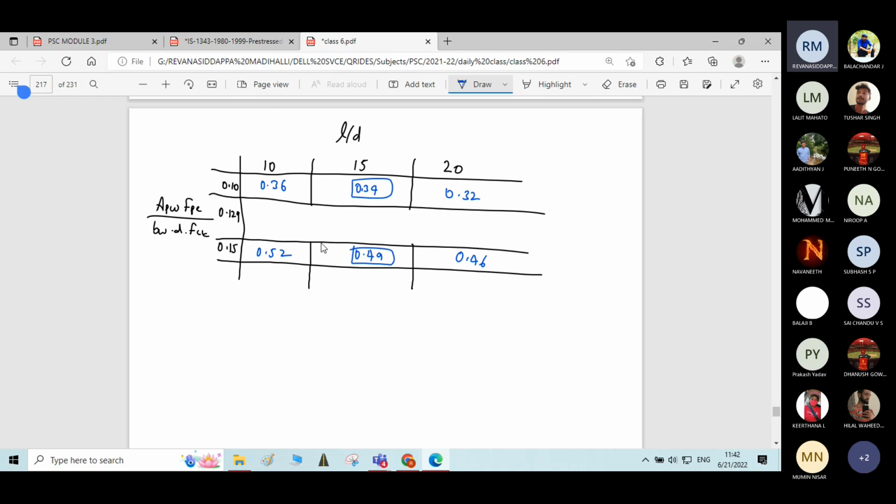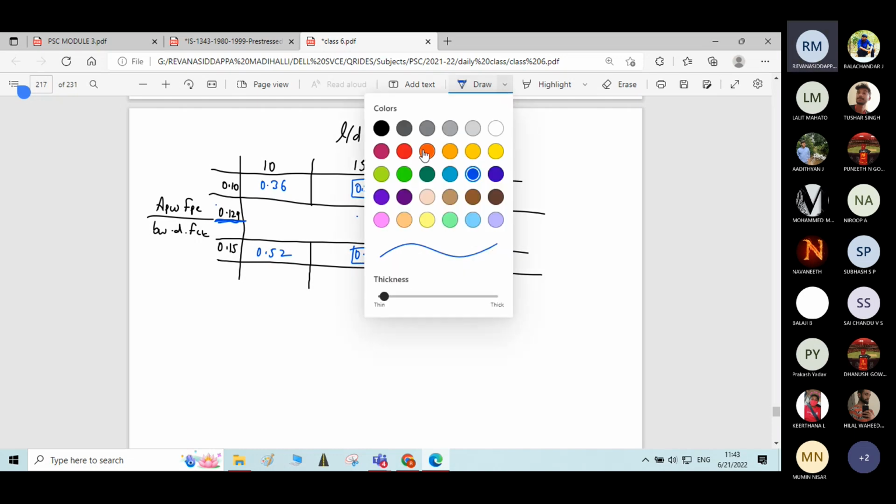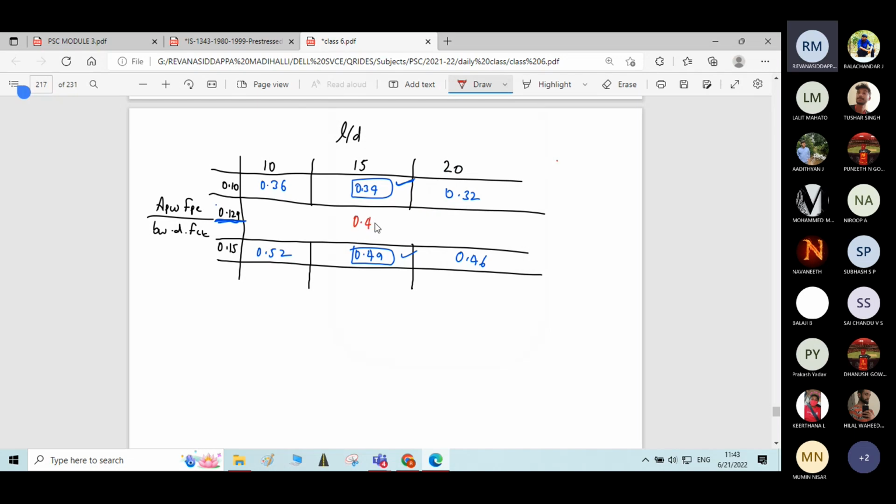Now, XU by D corresponding to 0.1 and L by D equal to 15 is 0.34. XU by D when AP by BD FCK is equal to 0.15, the value is 0.49. Now you need to interpolate for 0.129, between these two numbers. For 0.1, 0.34 is the XU by D ratio. For 0.15, 0.49 is the XU by D ratio. You need to get the value for 0.129. After interpolation, you will get the answer as 0.429. This is the final XU by D value.